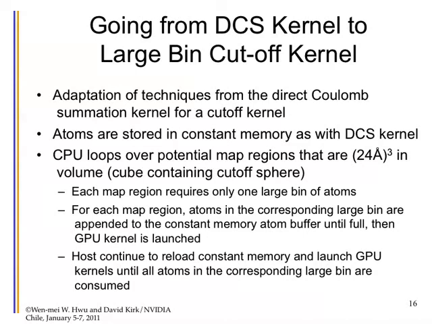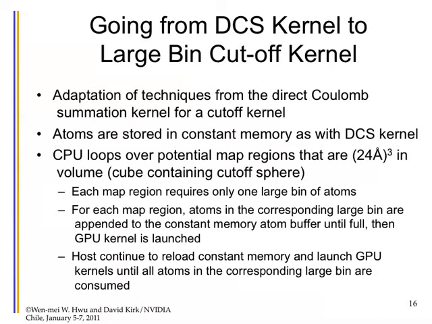So the adaptation from the direct kernel is very straightforward. Atoms are actually stored in the constant memory, with the DCS kernel, and the CPU will loop over potential map regions that are about 24 angstrom cube in the VMD example. So these things are relatively big.